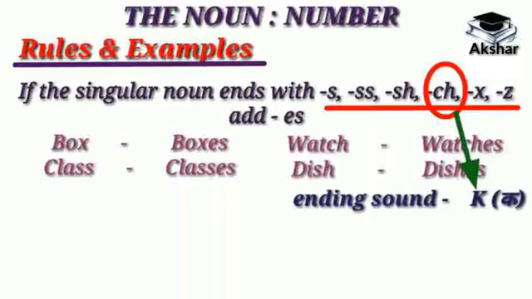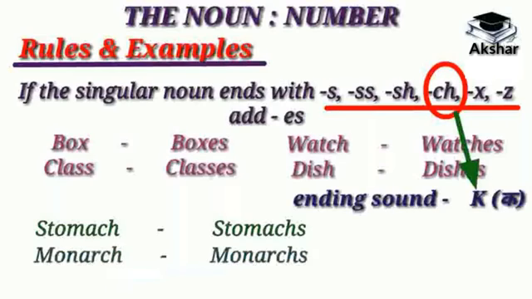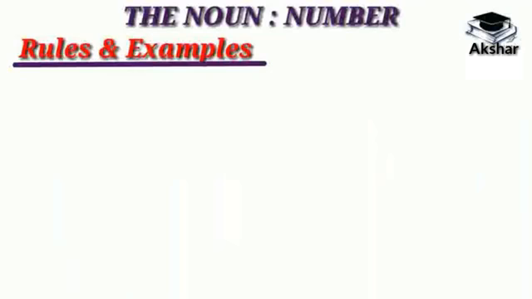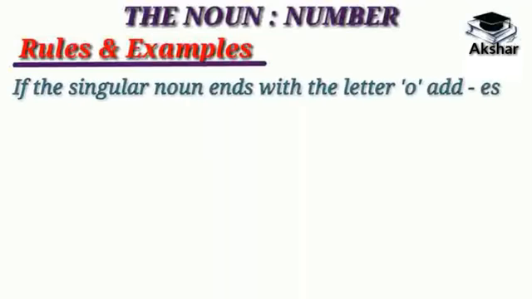According to the rule they are going to be changed like this. Here the sound of ch is k, in Hindi ka, so we are going to use only s because the pronunciation is ka or k. Example: stomach. At the end we are using ch but its sound is k, so we are using s at the end. Rule number three: if the singular noun ends with the letter o, add es. So if you get any noun ending with o, we are going to use es at the end.